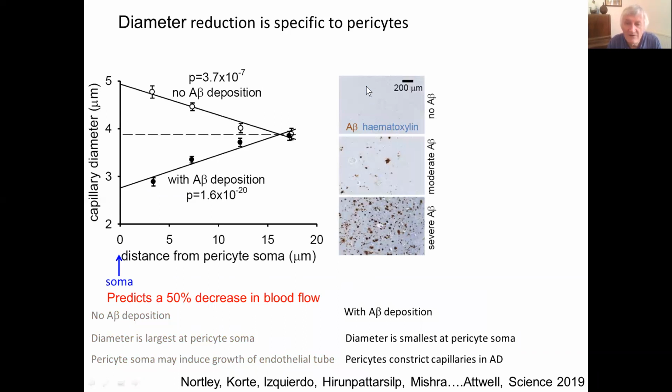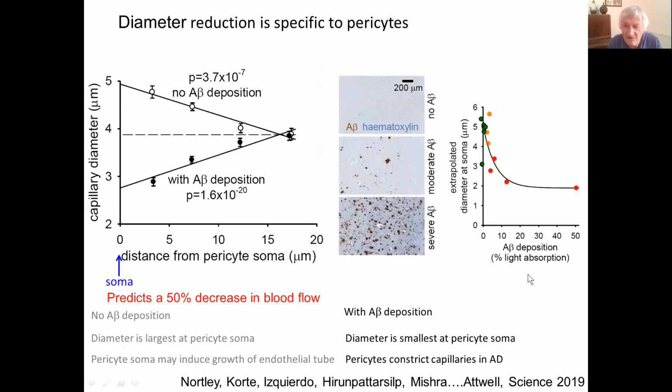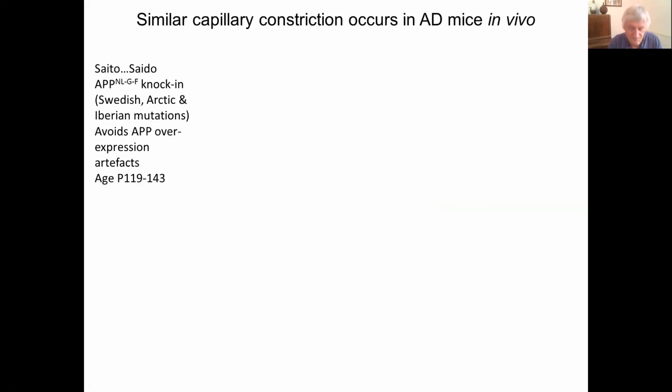Now, we can look at how this varies with patients with varying amounts of A-beta being deposited by looking at the extrapolated diameter here at the pericyte soma on a case-by-case basis. And that diameter is found to decrease rapidly. Each point is one patient. It decreases rapidly as you start to get deposition of A-beta. So this loss of blood flow is predicted to be an early event, which it is. So the constriction occurs early in AD.